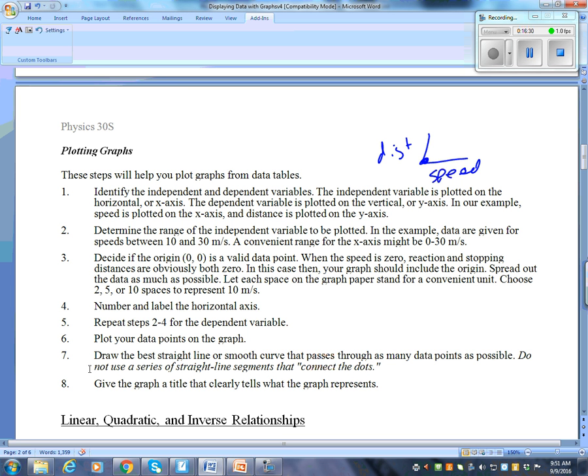And then number 7 is important because every student doesn't want to do this. It says, draw the best straight line or smooth curve that passes through as many data points as possible. Do not use a series of straight line segments that connect the dots. I repeat, do not connect the dots.